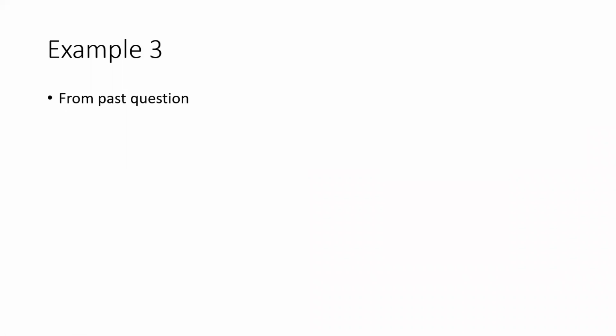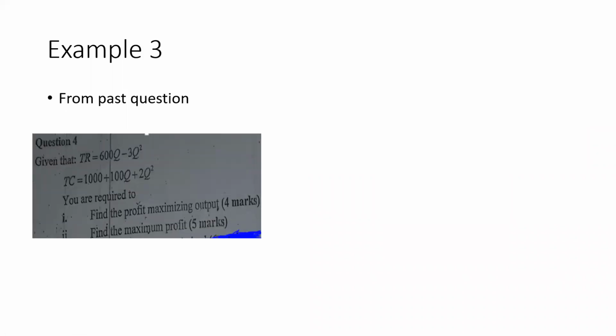So example 3. Now this example 3 is picked from past questions. The question is, given that TR equals 600Q minus 3Q squared, and TC equals 1000 plus 100Q plus 2Q squared, you are required to find the profit maximizing output. You're also required to find the maximum profit.